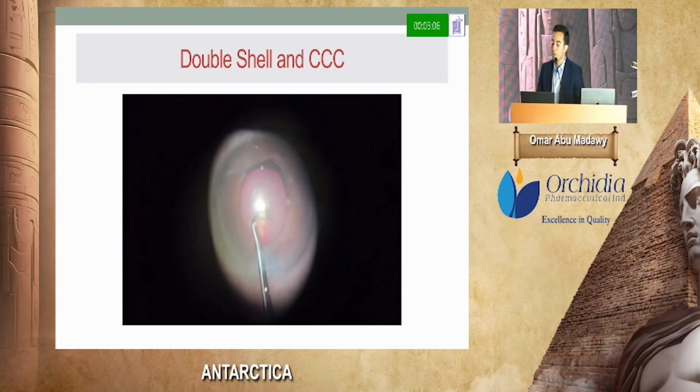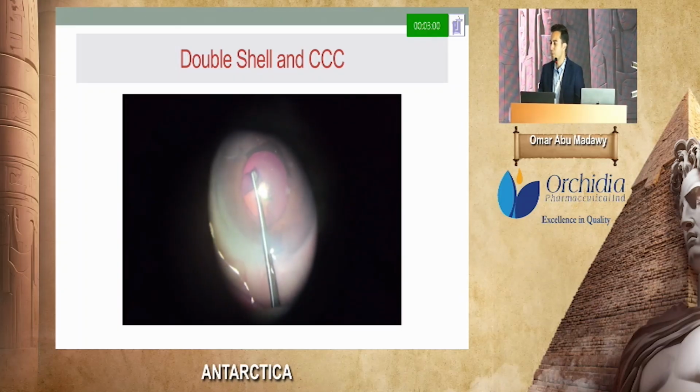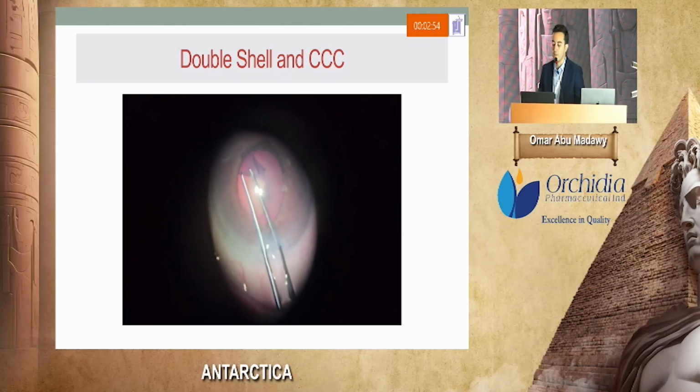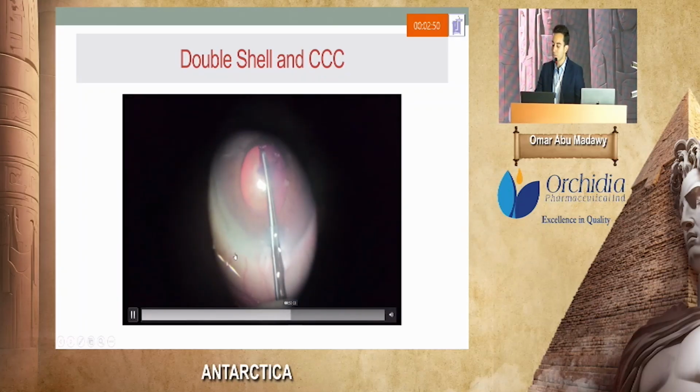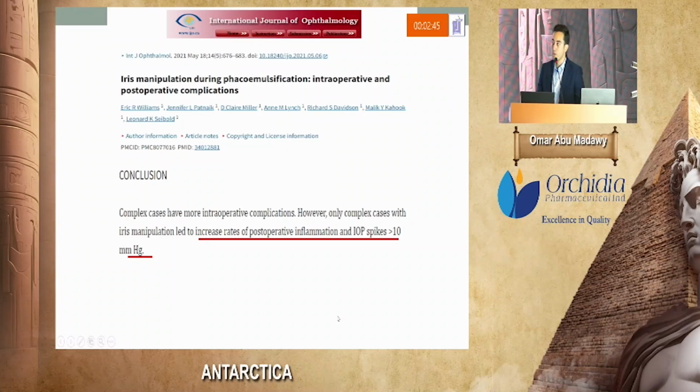I decided to do the continuous curvilinear capsulorhexis after review of the literature, exactly the same size as the pupil. I know it is not the biggest pupil, but I can proceed with phaco from that side. It's around 4.5 to 5 millimeters. The use of expansion devices such as iris hooks, as well as Malyugin rings, has been proven to increase the post-operative inflammation and the IOP by 10 millimeters mercury.